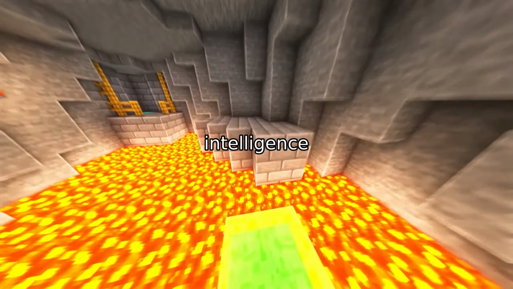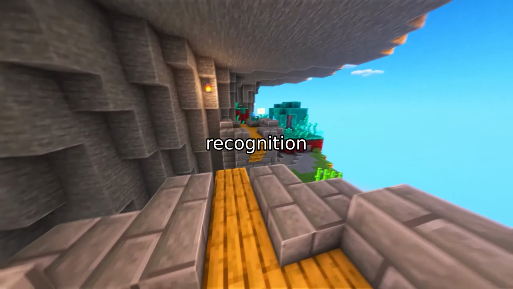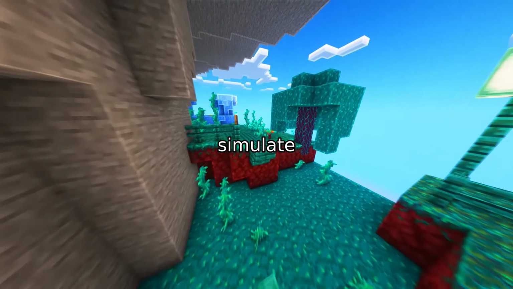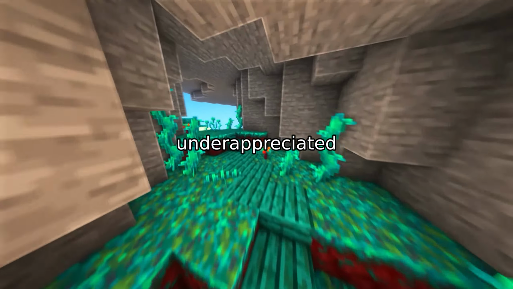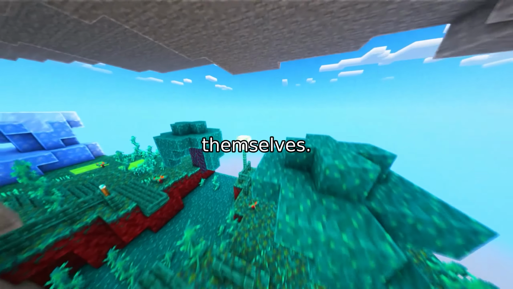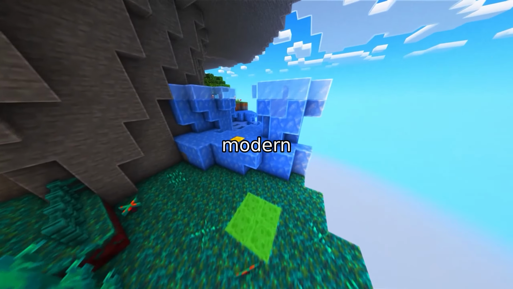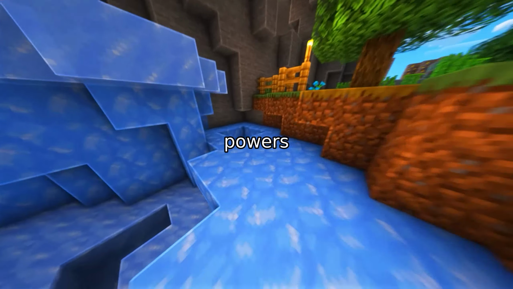The world of artificial intelligence is evolving at a pace that feels almost surreal. We've moved from simple pattern recognition to systems that can generate entire essays, compose symphonies, and even simulate human-like reasoning. But behind every breakthrough lies a deep, often underappreciated foundation: the architecture of the models themselves. Today, we're diving into one of the most powerful and misunderstood innovations in modern AI, transformer-based models, and specifically, the attention mechanism that powers them.